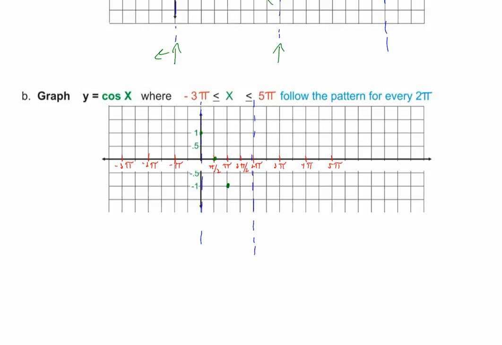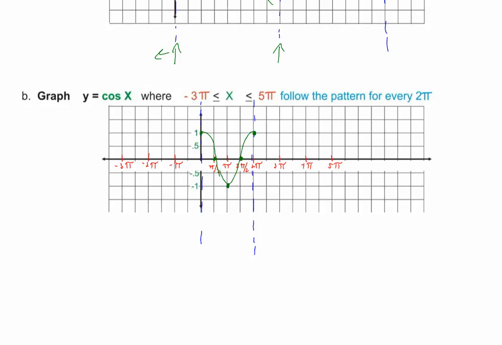At the start, you're at 1. At the first quarter mark, that's the first increment, you're at 0. At the second increment, the middle, you're at negative 1. At the third increment, you're back to 0. That's the 3/4 mark. And how do you finish? You're back up to the max at 1. That's the cosine wave in that increment.